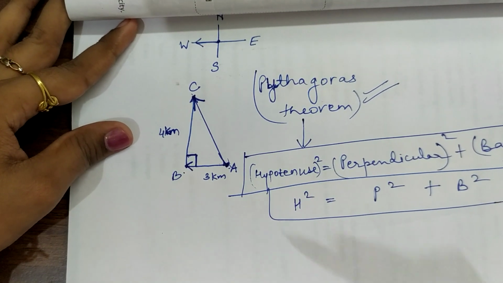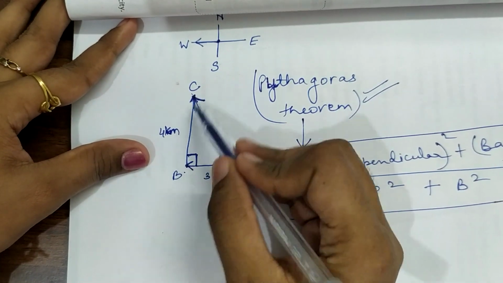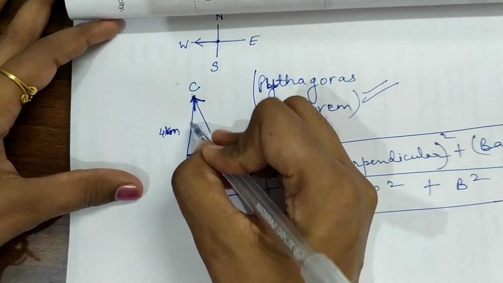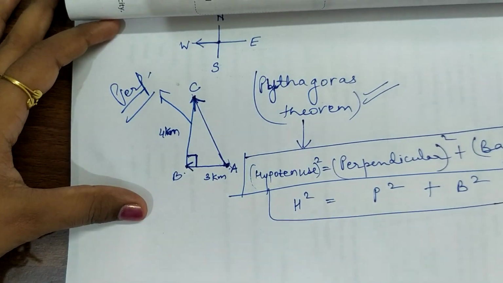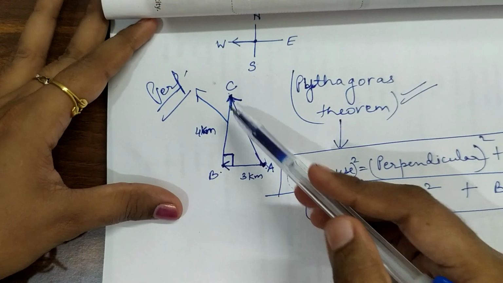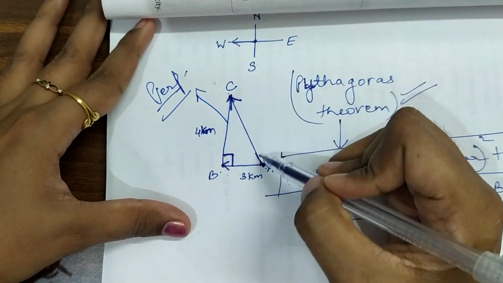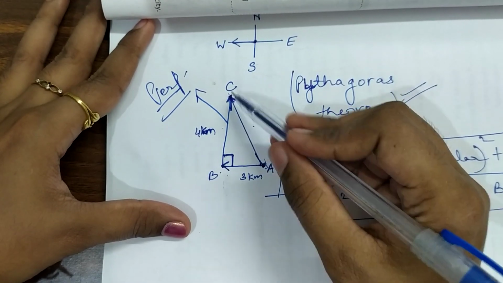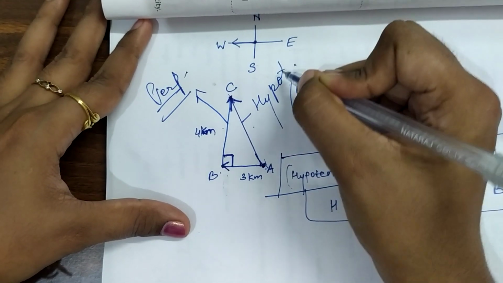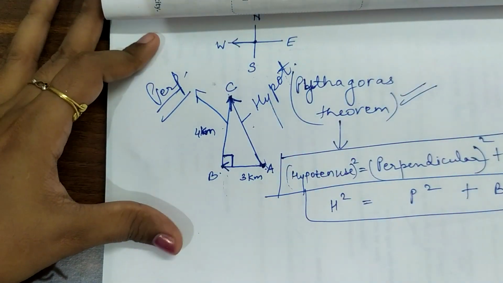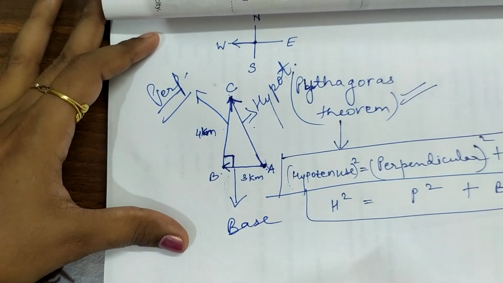So children, just remember that in a right angle triangle, the normal line or the standing line is known as your perpendicular. This side is your perpendicular. And the side which is opposite to the perpendicular, this side AC, is your hypotenuse. I am writing it in short, hypotenuse, and the sleeping line is your base.